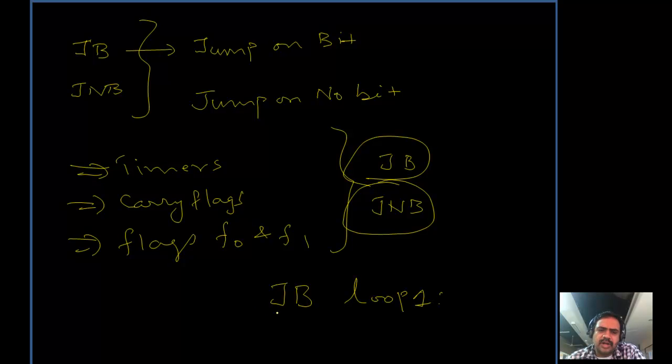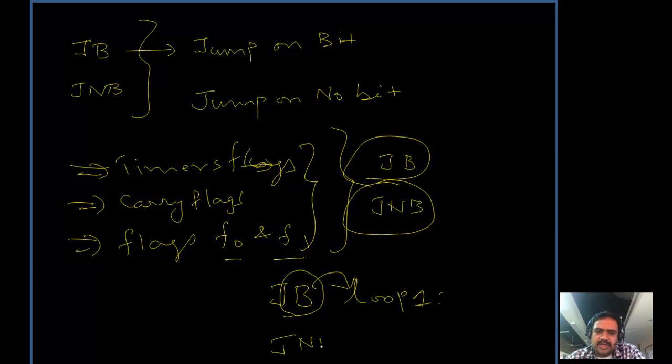So depending upon the context, if one of these parameters, like timer flags, carry flags, or the general flags F0 and F1, is set to 1, it will jump to the specified location. JNB loop 1 means it will jump to loop 1 when the bit is not set. So JB will jump when the bit is set, and JNB will jump when the bit is not set. So this is the next set of instructions.